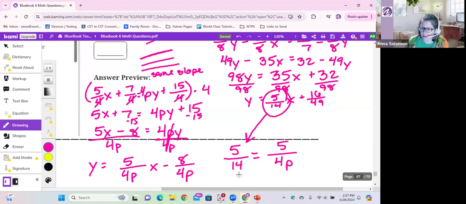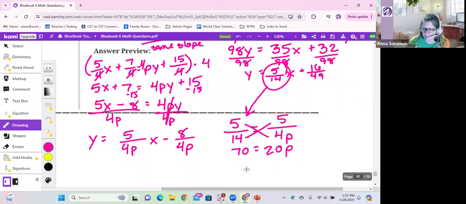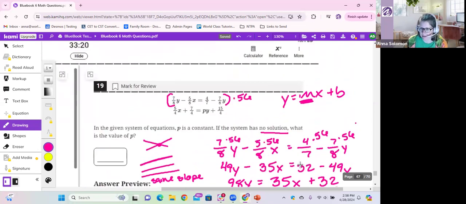So 14 times 5, because I'm just going to cross multiply, 14 times 5 and 5 times 4p. So I get 70 equals 5 times 4, which is 20p. And so p equals 70 over 20. Simplify that down to 7 over 2. And they will take either 7 over 2 or 3.5 as the correct answer.